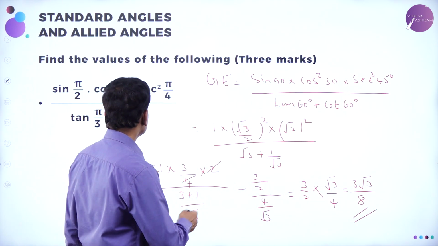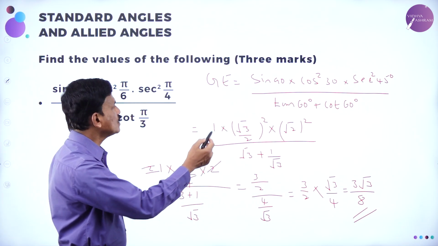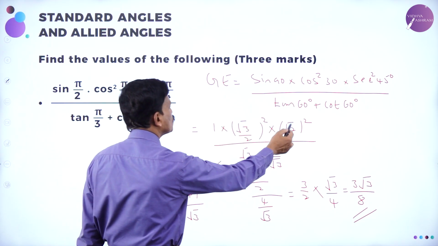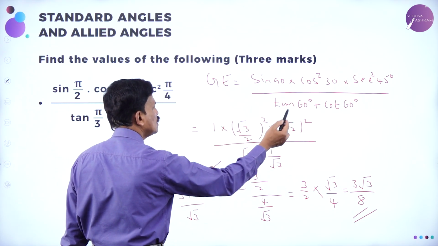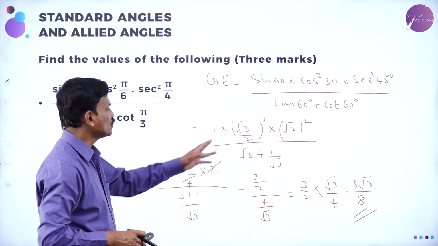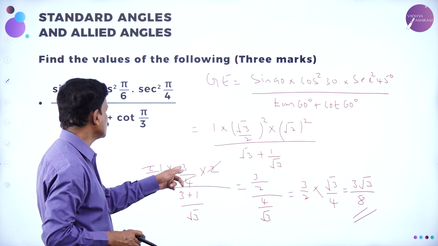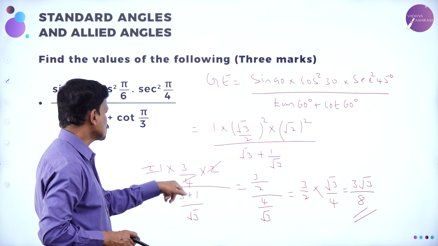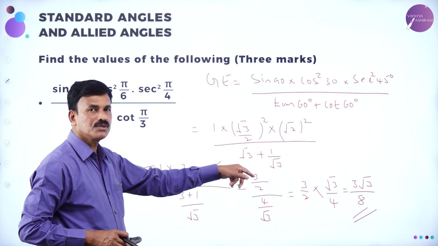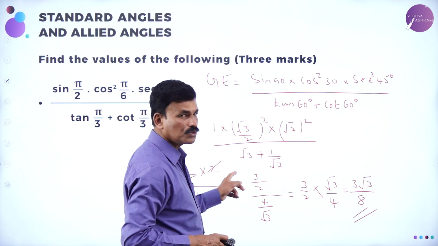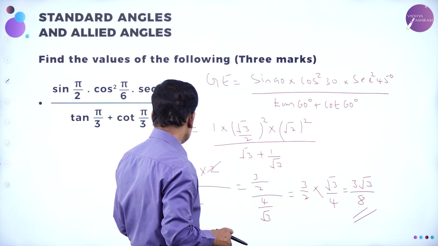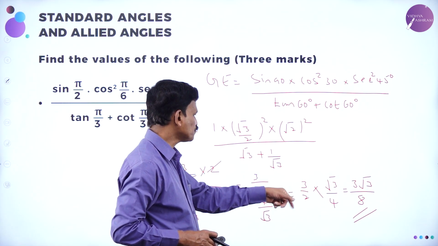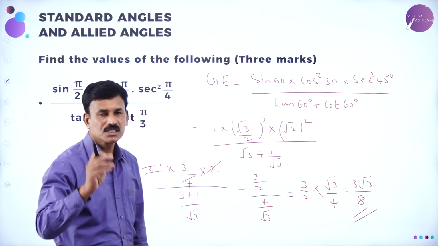Okay. See here, just substitute the values. Sin 90 is 1, cos 30 is root 3 by 2 whole square, secant 45 is root 2 whole square, divided by tan 60 is root 3 and cot 60 is 1 by root 3. So root 3 into root 3 is root 9, square root of 9 is 3 by 4, 2 square is 4, into the square root gets cancelled, 2 twos get cancelled, 3 by 2, root 3 plus 1 by root 3, take LCM, root 3 is LCM, root 3 into root 3 is root 9, square root of 9 is 3, 3 plus 1 is 4. So simplify, 3 by 2 into root 3 divided by 4, that is 3 root 3 divided by 8, which is the required answer.